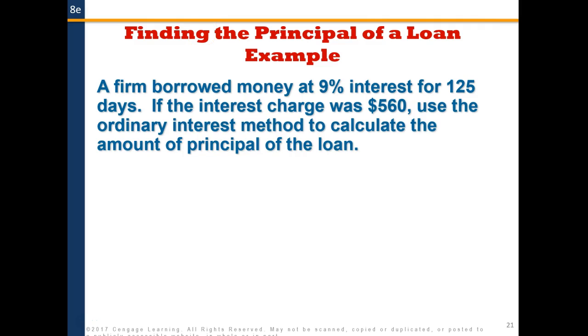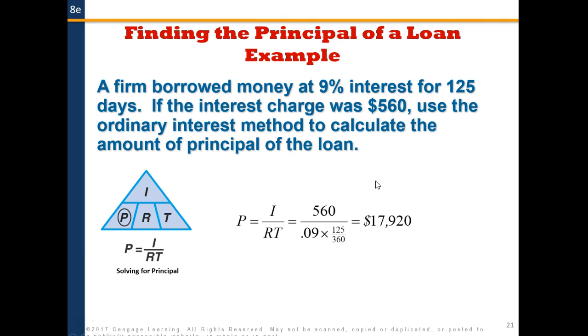Hi everyone, we are going to finish where we left off in class yesterday. We had just finished the finding the principal example, and we talked about how finding the principal is probably never going to happen, because you always know how much money you are requesting for a loan. We went through this problem anyway and solved it just for practice.